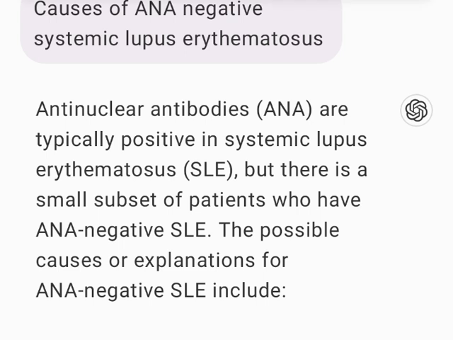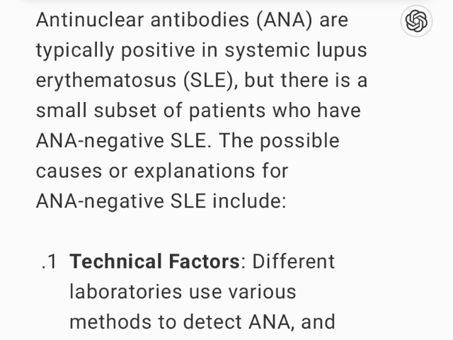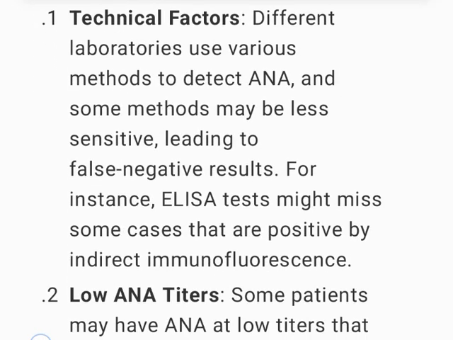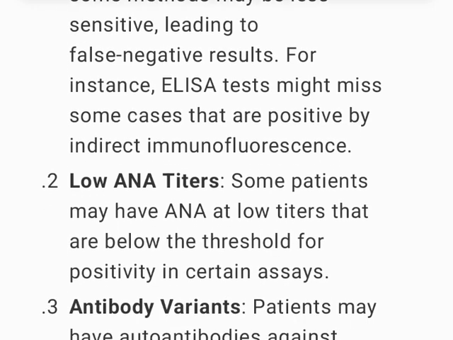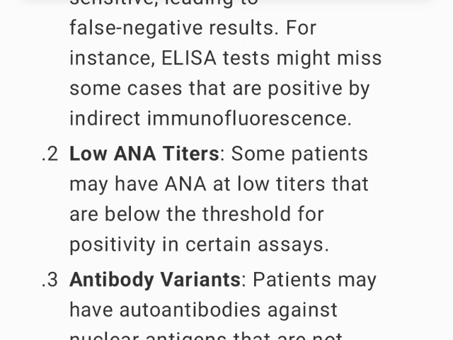Antinuclear antibodies, ANA, are typically positive in systemic lupus erythematosus, SLE, but there is a small subset of patients who have ANA negative SLE. The possible causes or explanations for ANA negative SLE include: 1. Technical factors. Different laboratories use various methods to detect ANA, and some methods may be less sensitive, leading to false negative results. For instance, ELISA tests might miss some cases that are positive by indirect immunofluorescence.